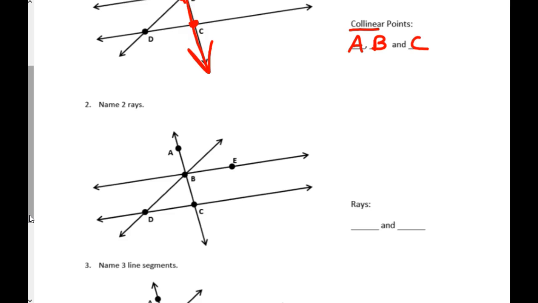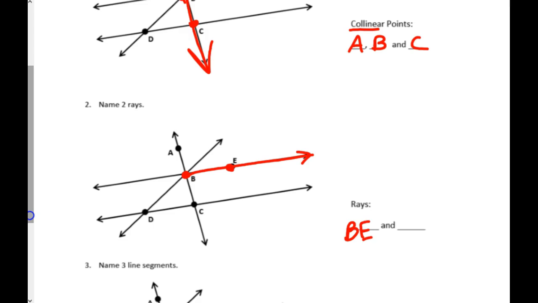So we just need to pick 2 points. Which endpoint do you want to pick first? B, and then towards which way? E? B towards E? That's a ray, as long as you go forever. So let's put these 2 letters, B, E. We always put what first? The endpoint. The endpoint is B, then E.